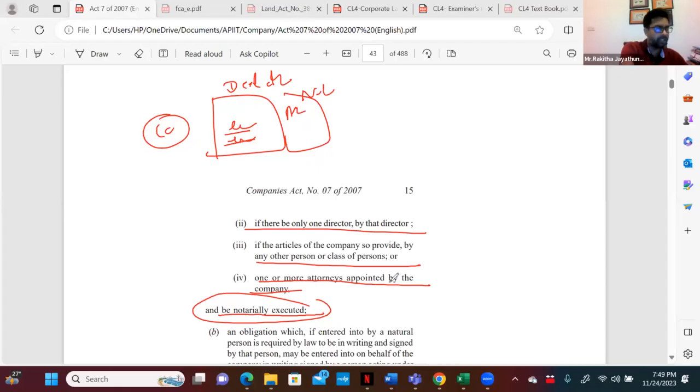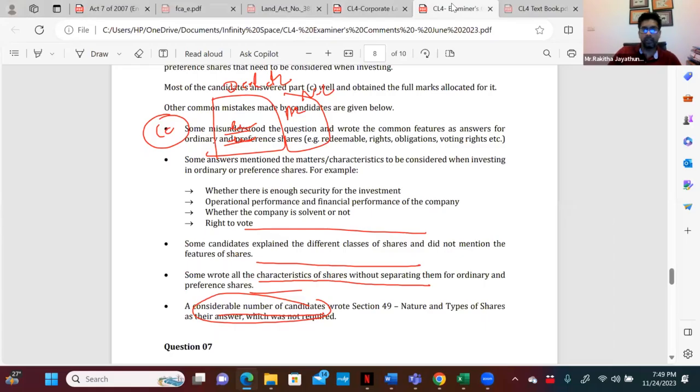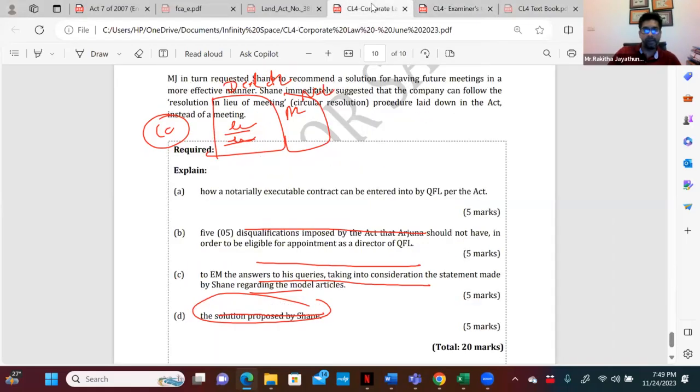So this is what you have to reproduce. You don't have to even mention the section. However, the content of the section you have to mention. So in this instance, how a notarially executable contract can be entered into by a company as per the Act, right?